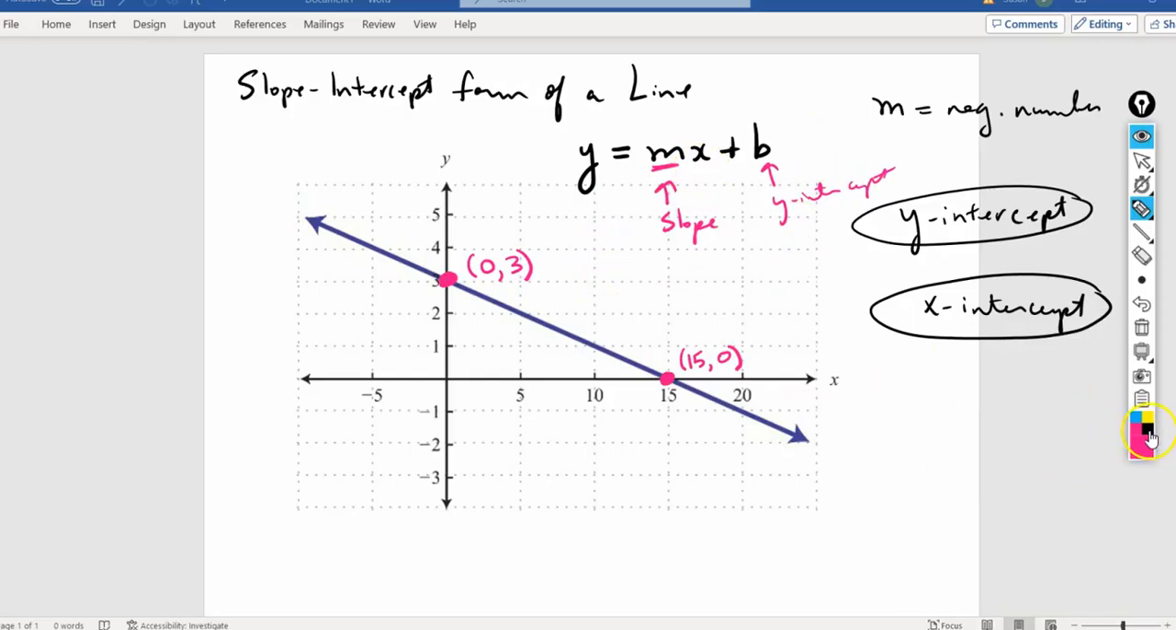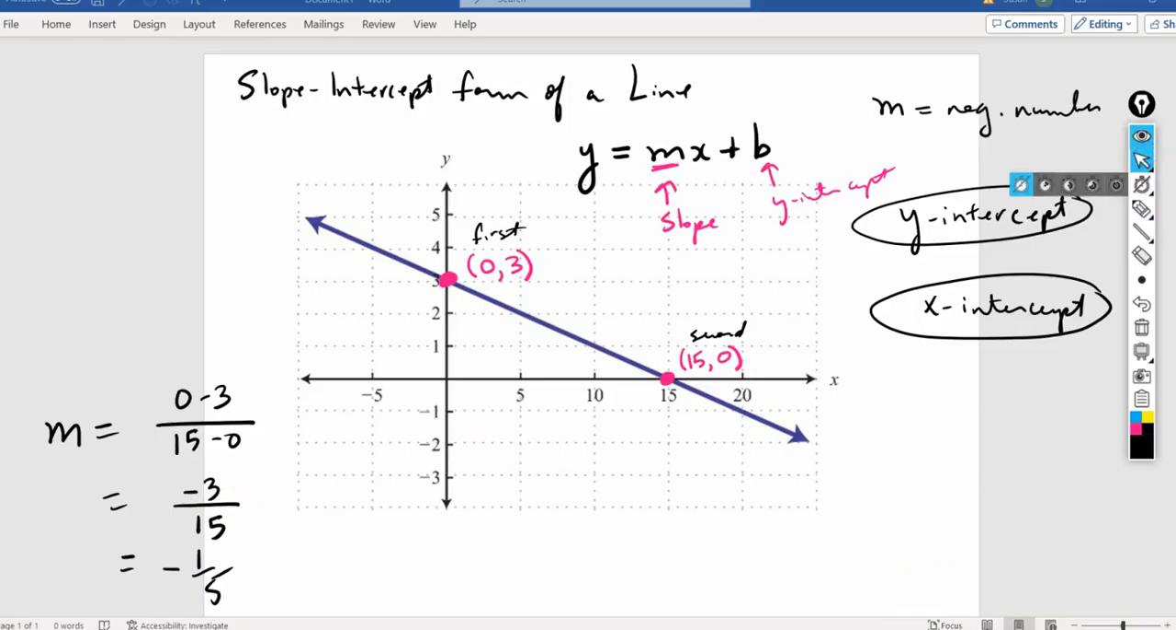Okay, well, we have 2 points. Let's get the slope. Taking them as they come from left to right, this is my first point. This is my second point. So the slope is going to be the difference in y coordinates, so 0 minus 3, divided by the difference in the x coordinates, 15 minus 0. So I'm going to have negative 3 in the numerator and 15 in the denominator. Now that will reduce to negative 1/5.